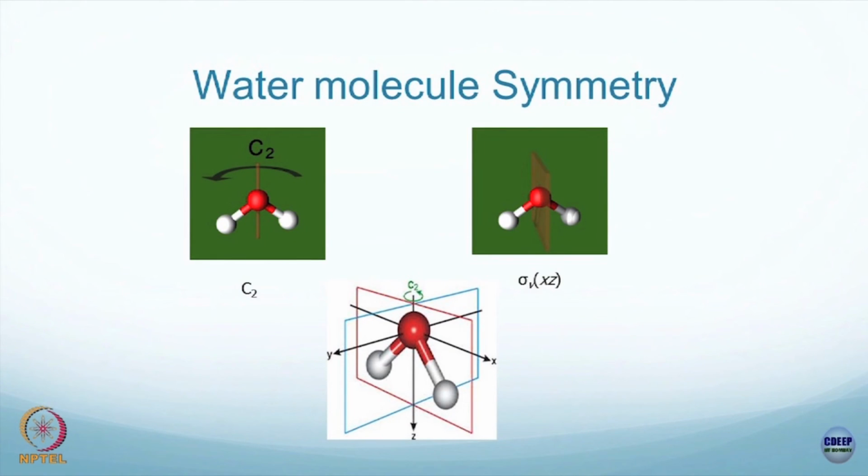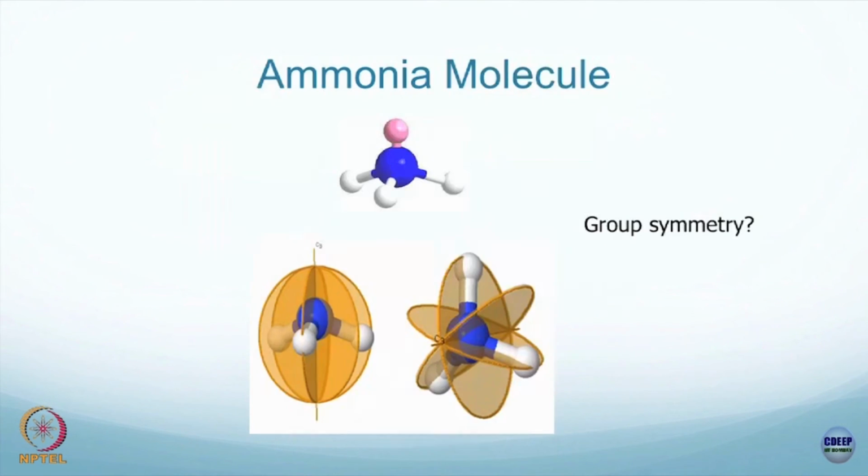Okay, so that is for explaining that, and the ammonia molecule is 1 nitrogen and 3 hydrogen. I will leave it to you to check what the group symmetry will be here. Okay, 3 hydrogens.